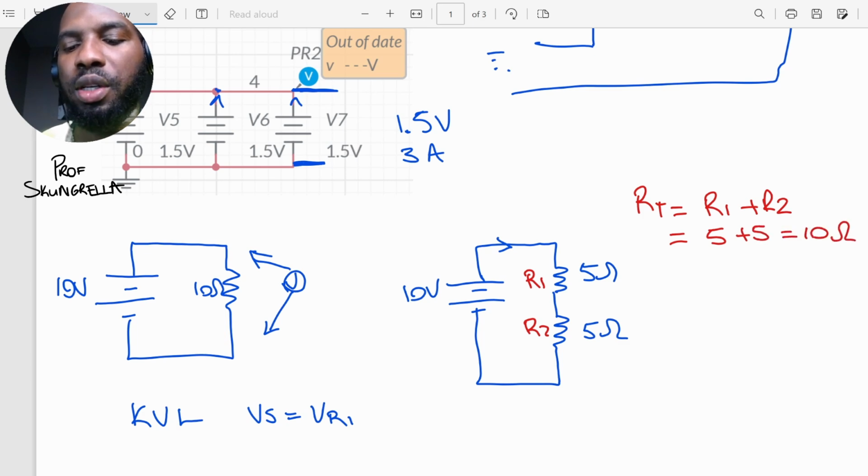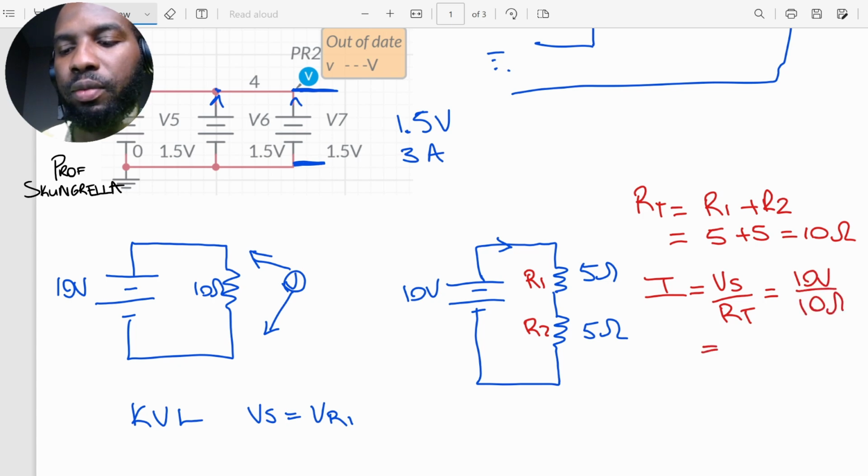So the current will see all of the resistors. It doesn't matter if we have 15, it will see all of them. The current is going to be based on the total resistance. So now we can find the current. Again, we use Ohm's law. It's going to be the voltage source over the total resistance. This gives us 10 volts over 10 ohms, which is 1 ampere. So our current is 1 ampere.